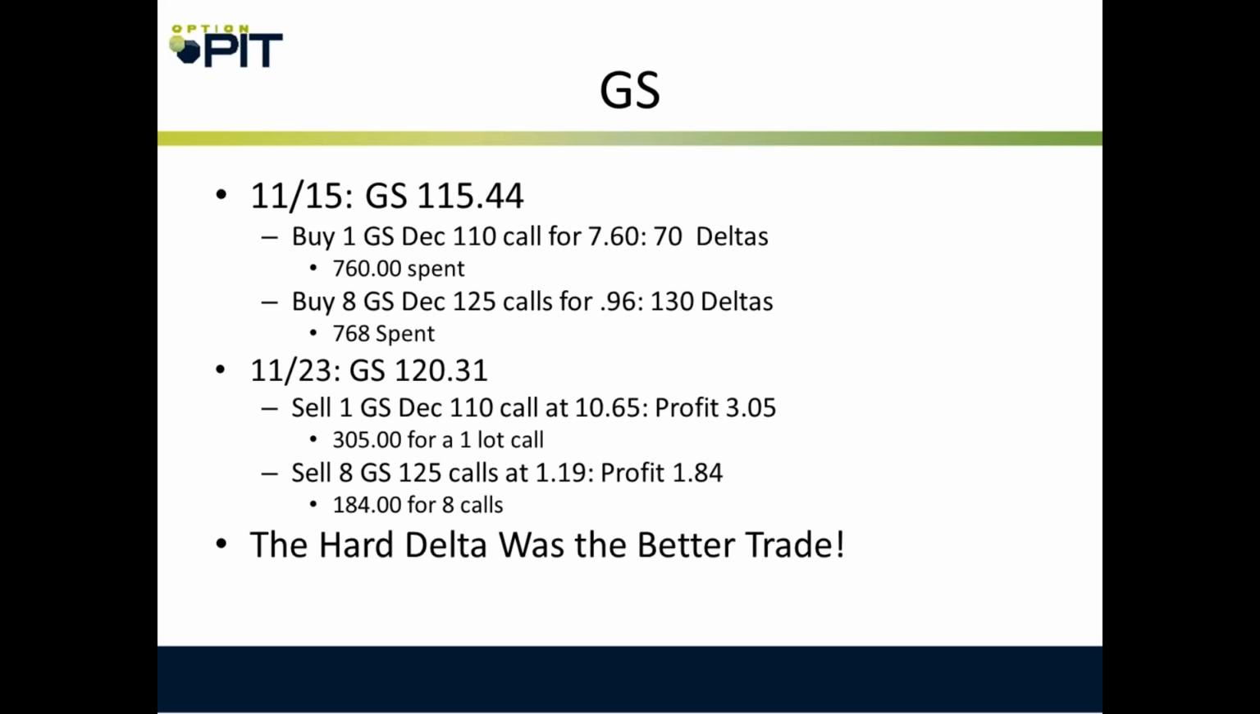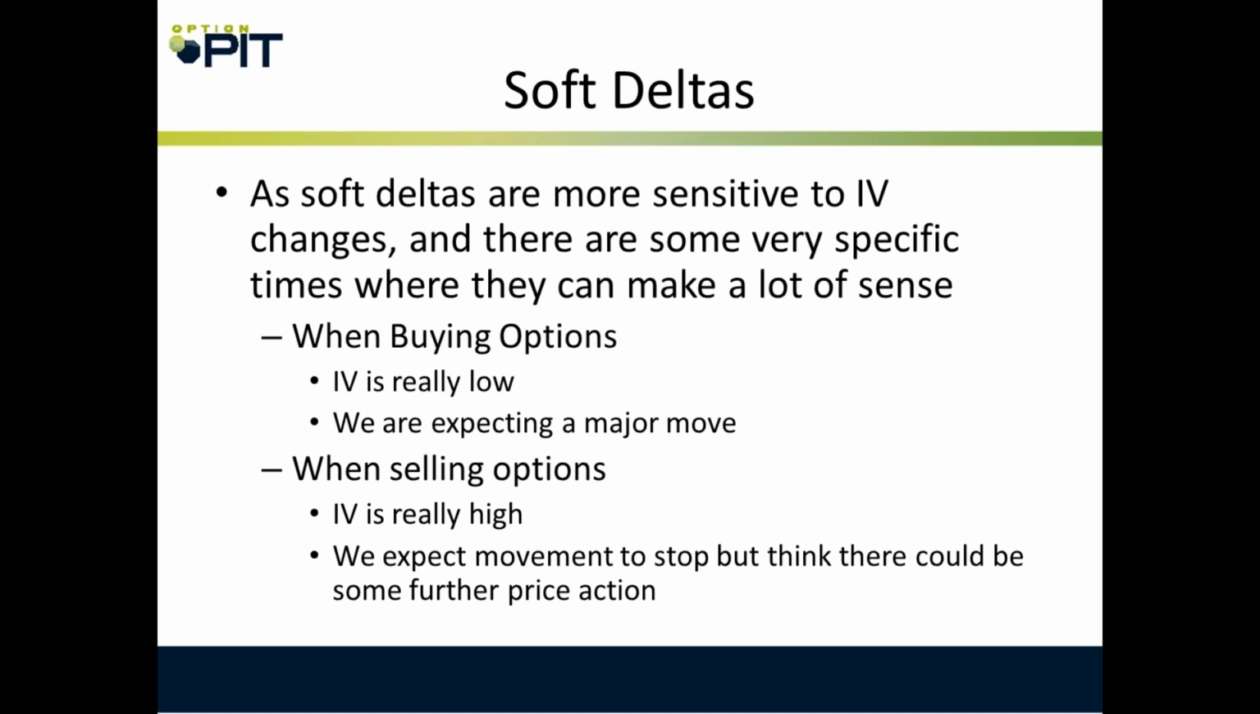Well, clearly, the in-the-money option was the better trade, and that is because implied volatility was high. So when implied volatility is high, and you've got a directional opinion, it makes sense to go in the money. Now, those soft deltas are way more sensitive to IV changes. And there are some very specific times where they can make a lot of sense.